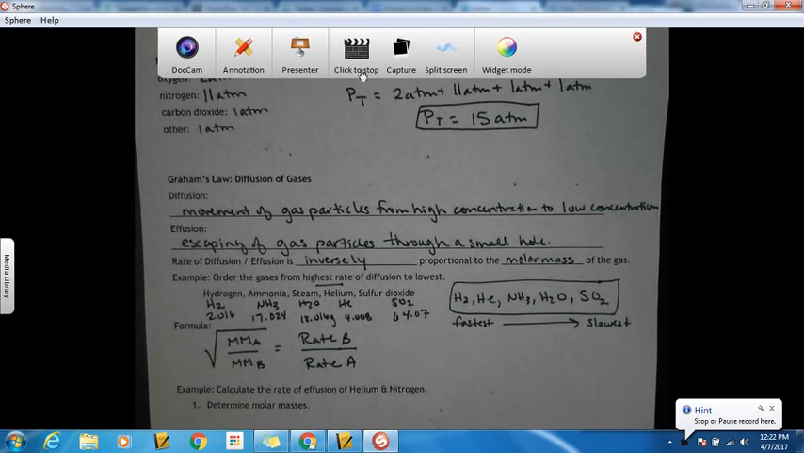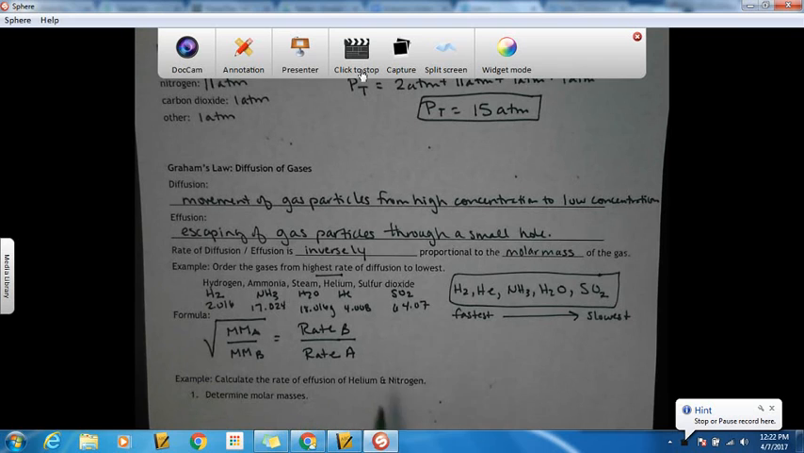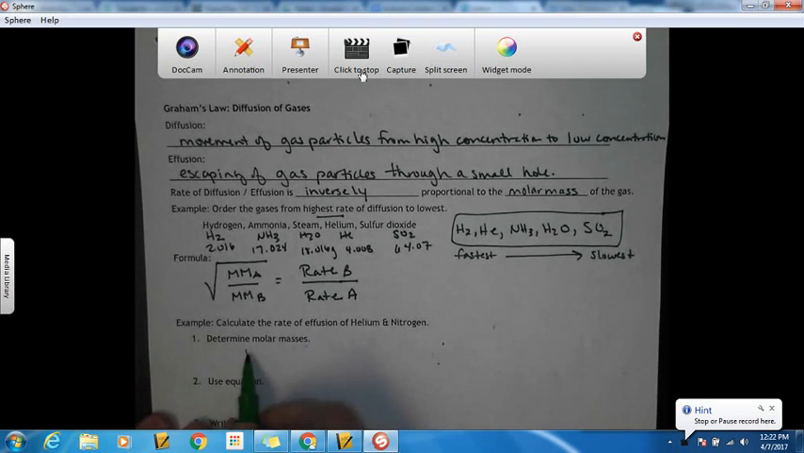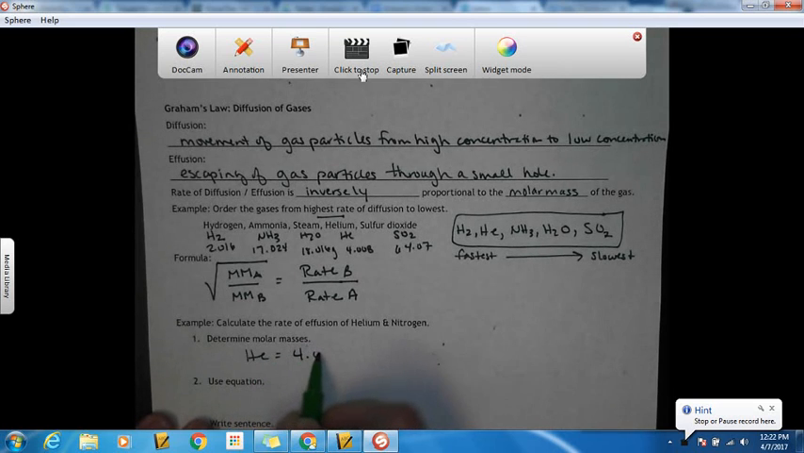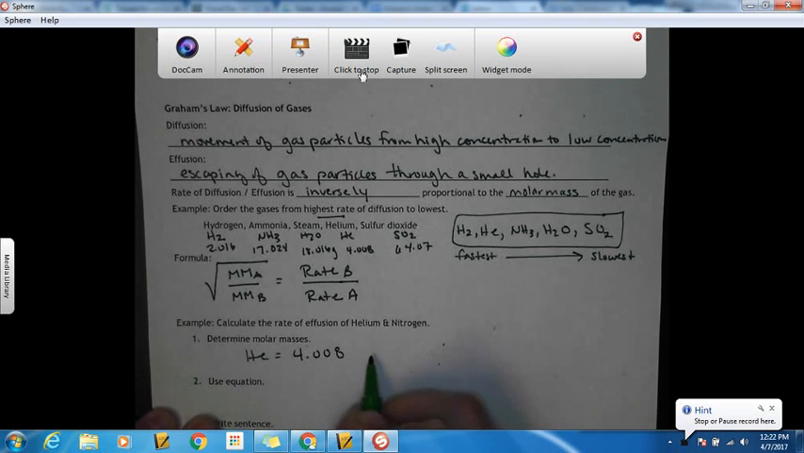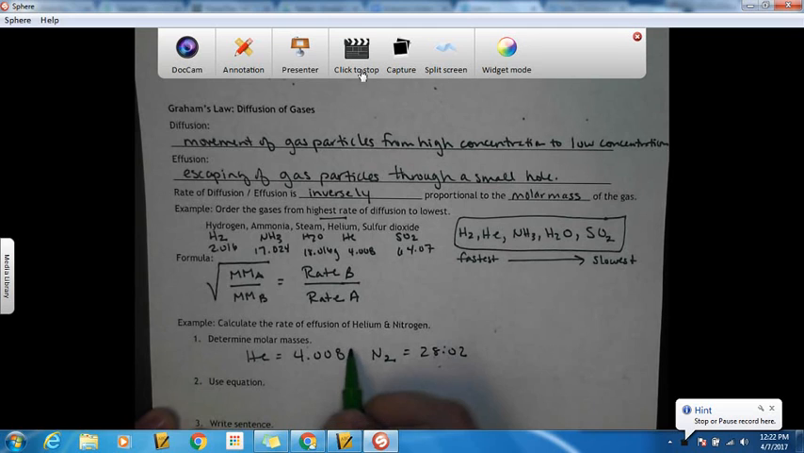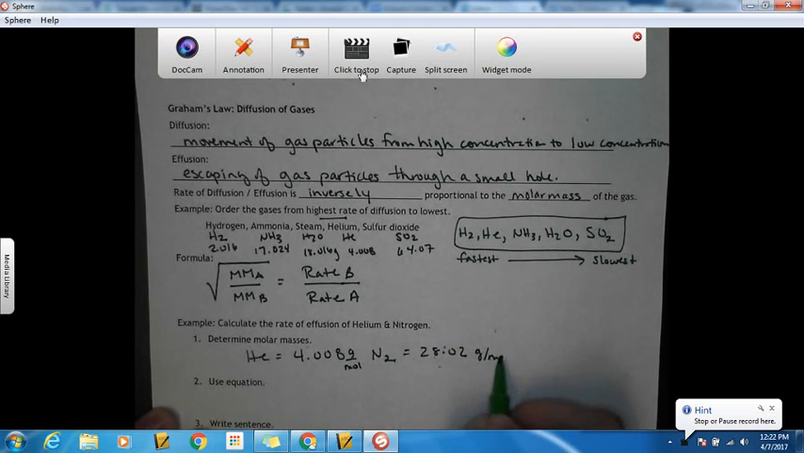Alright, so we want to calculate the rate of diffusion with helium and nitrogen. So first we need to know their molar masses. So the molar mass of helium is 4.008, and the molar mass of nitrogen, which is diatomic, is 28.02, right? Grams per mole. Grams per mole.